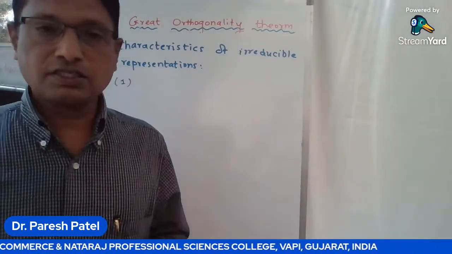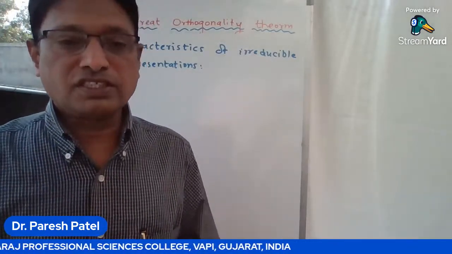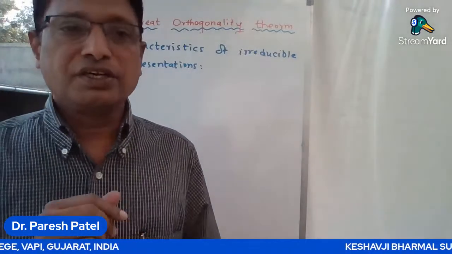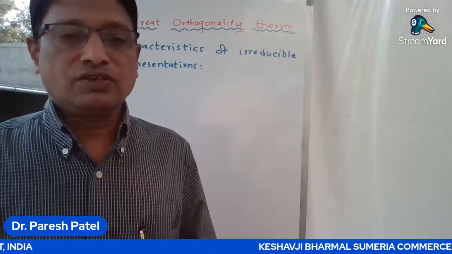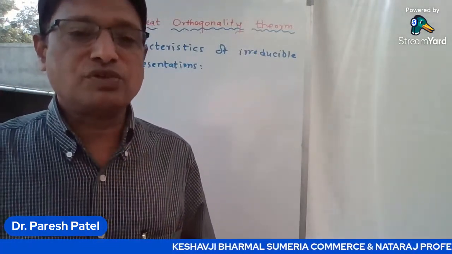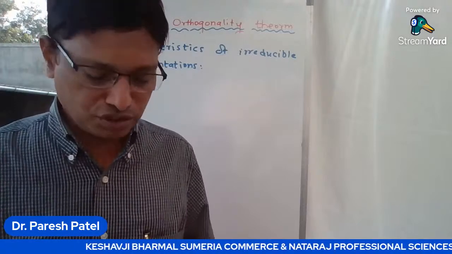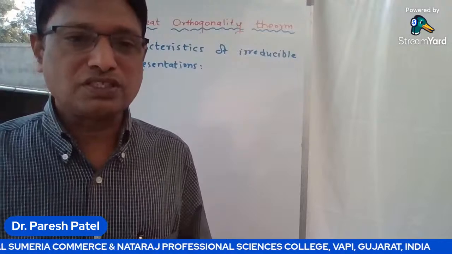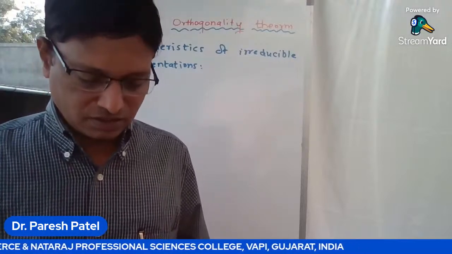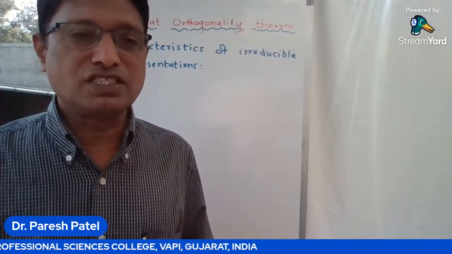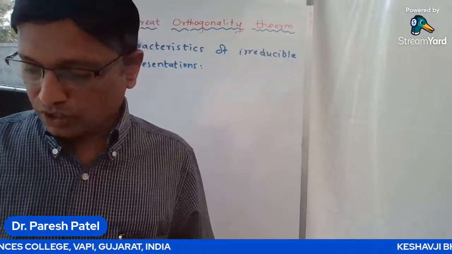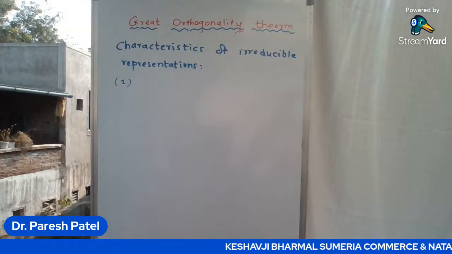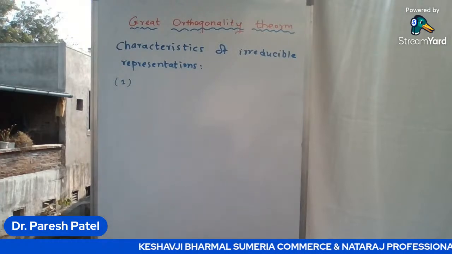The first characteristic is related to the number of classes. The number of irreducible representations is equal to the number of classes. So this is the first characteristic of irreducible representations. So, dear students, the number of irreducible representations is equal to the number of classes. So the first characteristic we can represent.